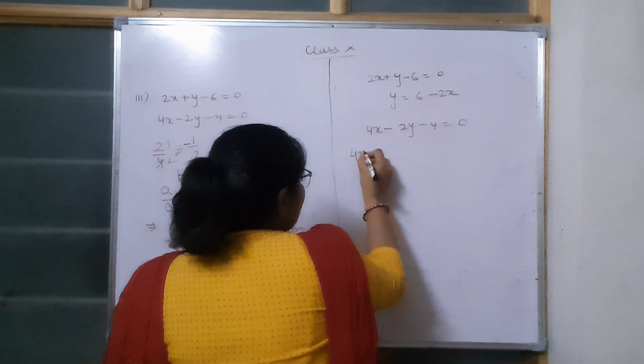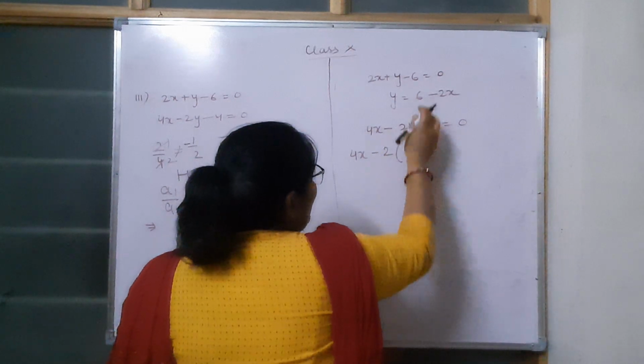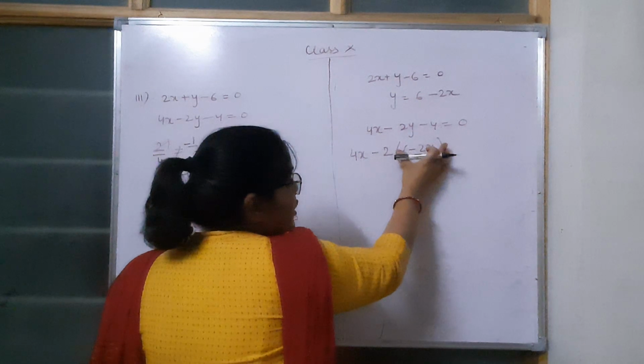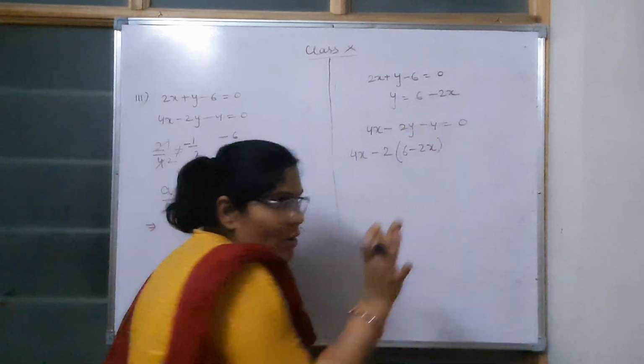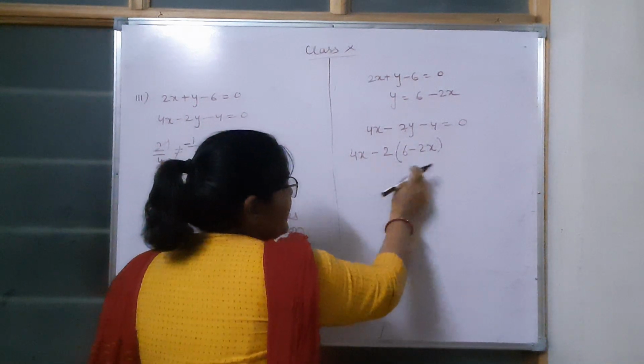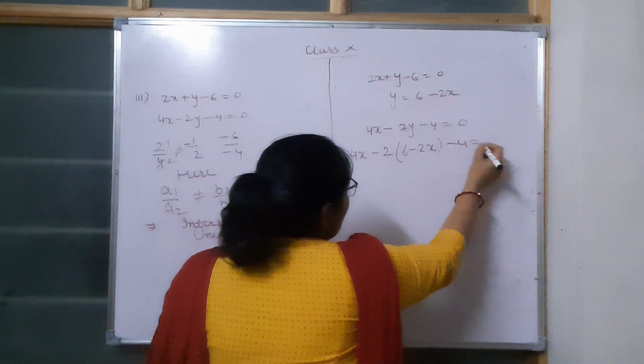Here 4x minus 2 into y. What is the value of y? 6 minus 2x, 2 multiplied with whole y. Only 6 is not the value of y. 6 minus 2x, that's why 2 multiplied with whole y, minus 4 equals 0.